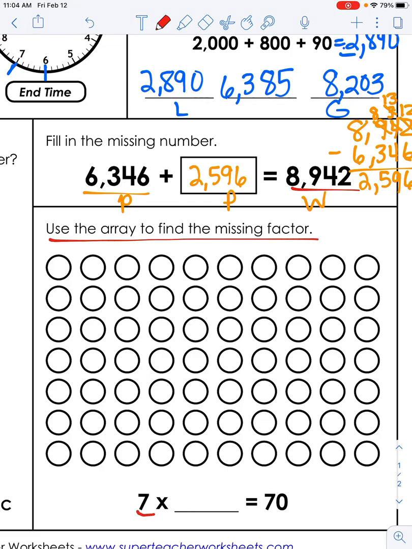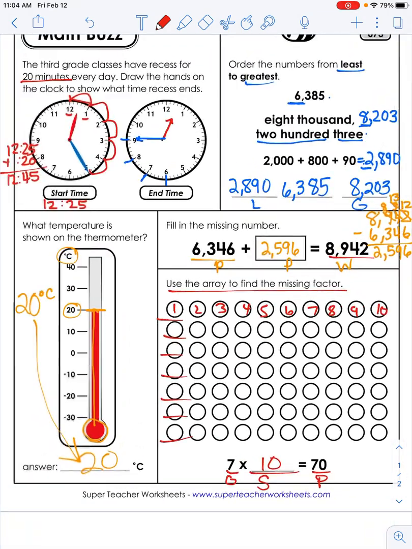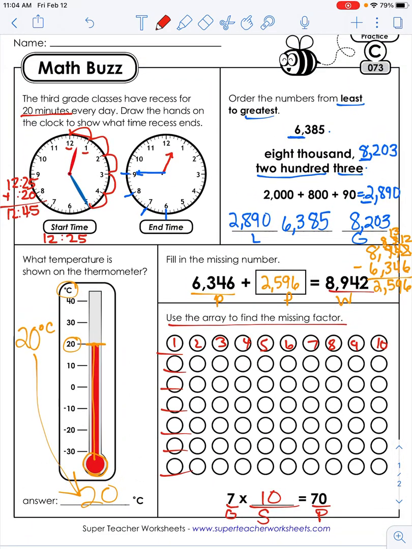The next one says, use the array to find the missing factor. Well, 7 times what equals 70? You probably know this one off the top of your head, but we know we have 7 groups here, and in each group would be 1, 2, 3, 4, 5, 6, 7, 8, 9, and 10. The groups are 7, the size is 10. The product is 70. Put a star if you got those correct. Once you've checked all of yours, you may submit this to school.